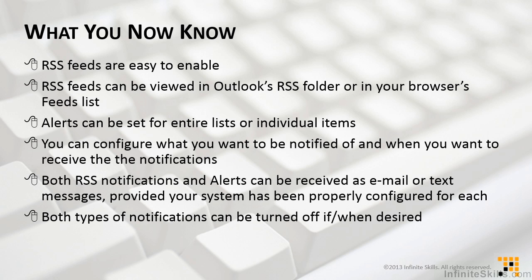What you now know is that RSS feeds, which stands for Really Simple Syndication, are easy to enable. RSS feeds can be viewed in Outlook's RSS folder or in your browser's feeds list. Alerts can be set for entire lists or for individual items within a list. You can configure what you want to be notified of and when you want to receive the notification, which really is one of the advantages of alerts over RSS feeds.